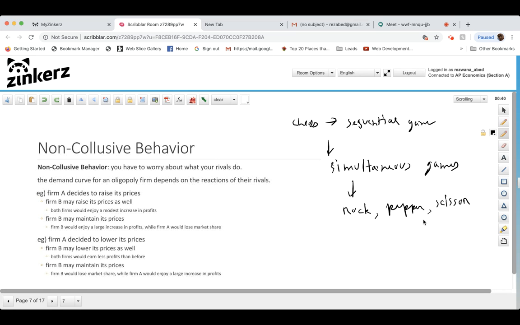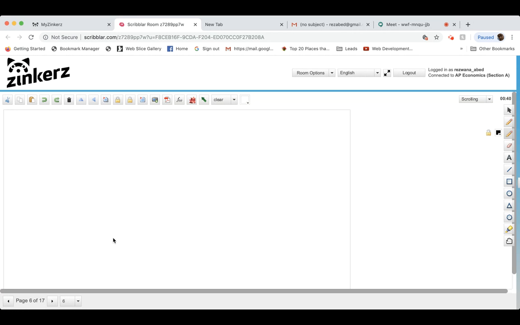Everybody does it at the same time, and then depending on who chose what strategy, the outcome is then decided. So it's not like chess, where you see the strategy that this one person is taking, and then you can decide your own strategy. This is happening simultaneously, where you don't really know what the rival is doing, and you don't know their actions. Okay, so I just wanted to make sure that we got that.